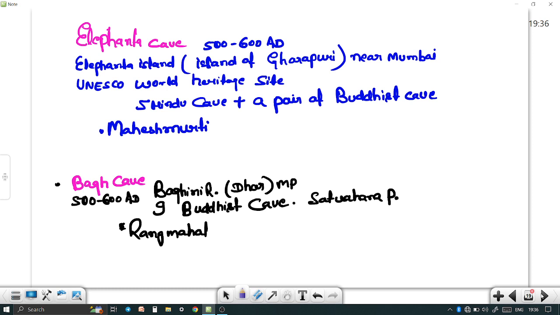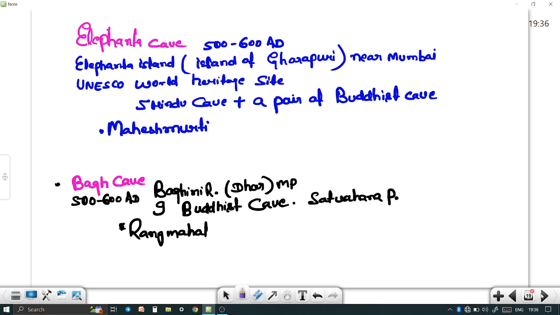We can say that it is a contemporary with the Ellora, and having been famous for its sculpture. It is also a UNESCO World Heritage Site, and it has 5 Hindu caves and a pair of the Buddhist cave. The most important cave of this is Mahesh Murthy Cave. So we will keep remember that it is belonging to the Elephanta Cave.